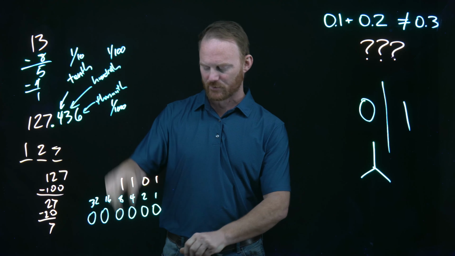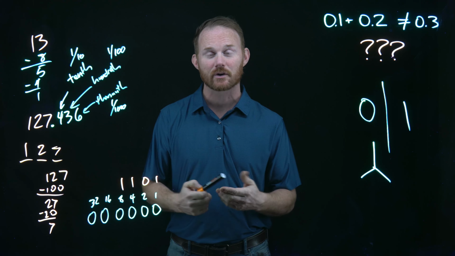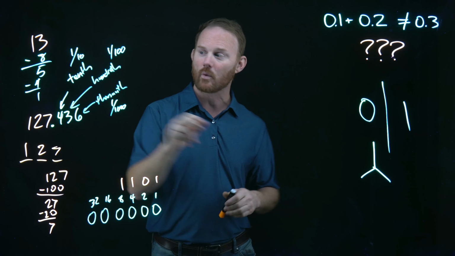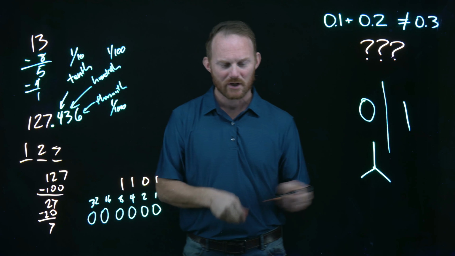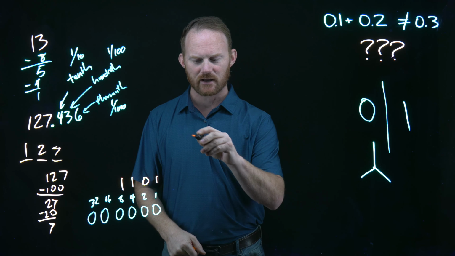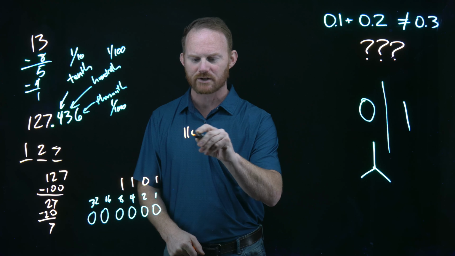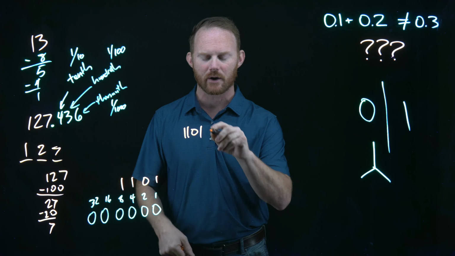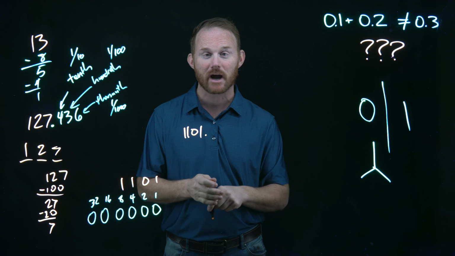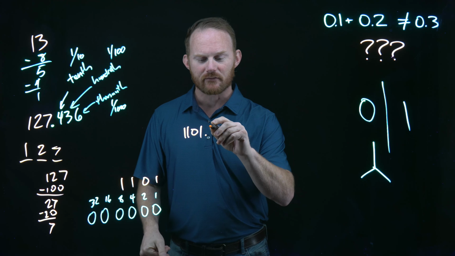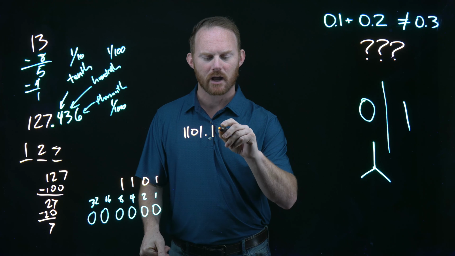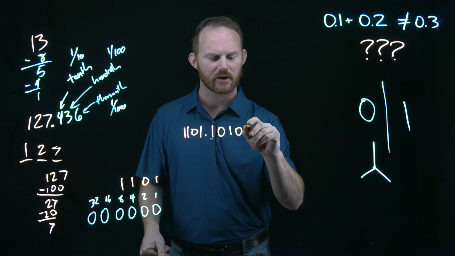If we want to represent a fractional number in binary, instead of dividing by 10, we're going to divide by 2. So we've got 1101. That's the number 13 in binary. We have a decimal place in binary, just like we do in decimal. The first spot here, I'm going to put a 1, and I'll just put some random stuff here.